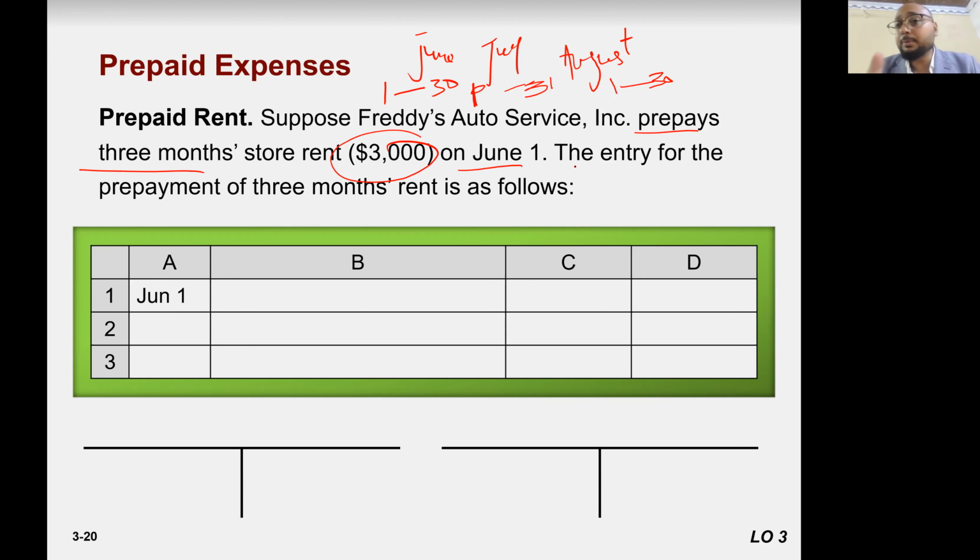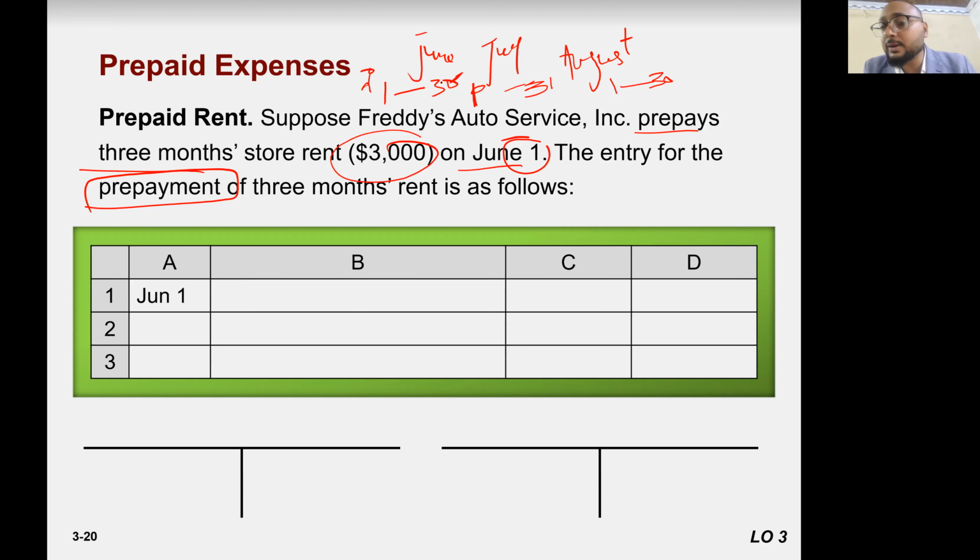So for the entry of the prepayment, right now they are on the 1st of June, not standing on the 30th. Has rent occurred? No. Rent expense will occur on the 30th of June, not the 1st of June. So the entry is that you paid in advance.